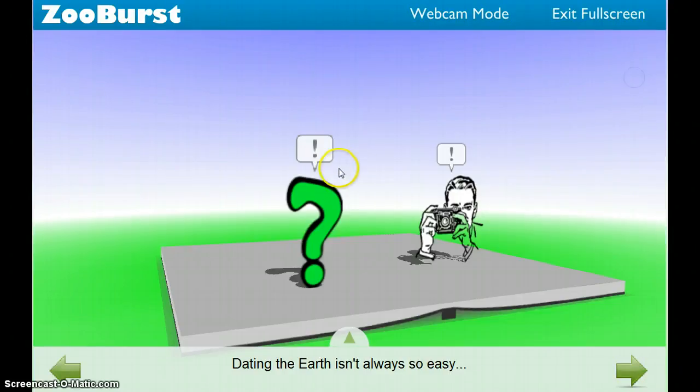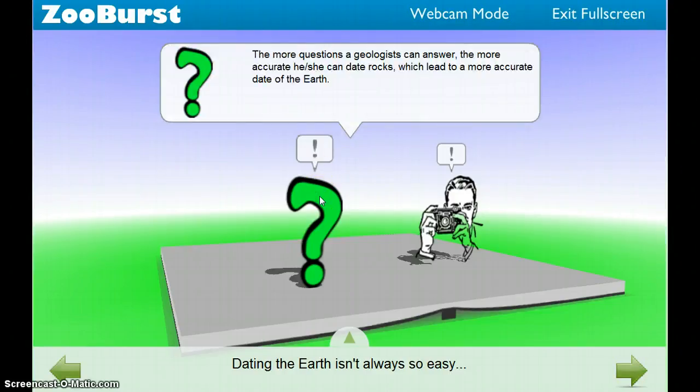And here I want to state how the more you know, the more questions you ask, and the better the information that you come up with. It just provides you a more accurate picture about the dating of the Earth.